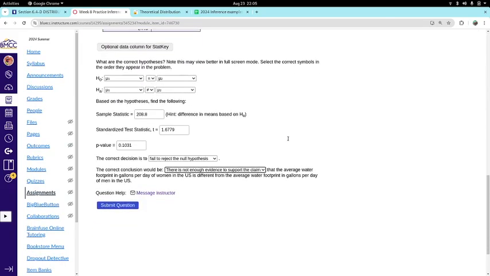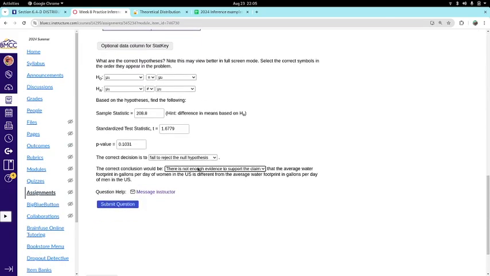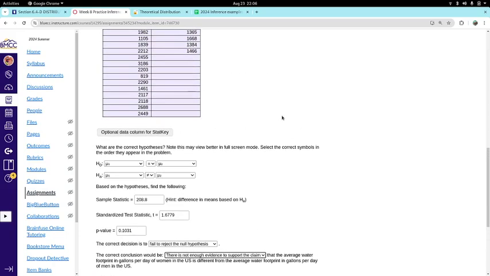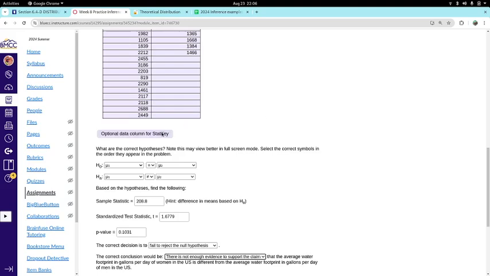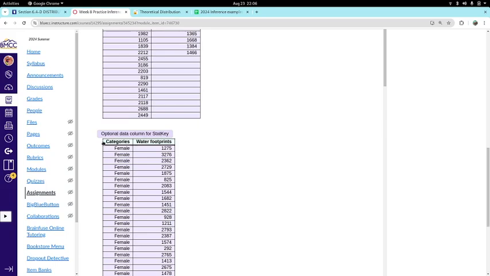So double check. There is not enough evidence to support the claim that the average water footprint in gallons per day of women in the U.S. is different from the average water footprint in gallons per day of men in the U.S. That looks pretty good. Now before I submit this, after I've put all my answers in there, I'm going to grab the StatKey data and do a randomization test to confirm that I'm going to get a similar p-value. So I have the StatKey data.